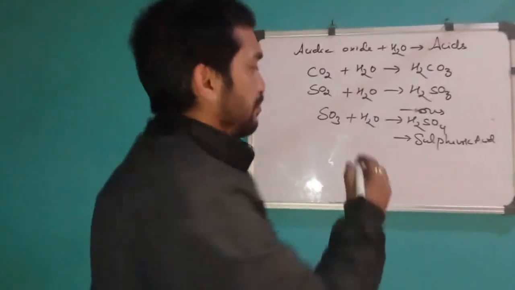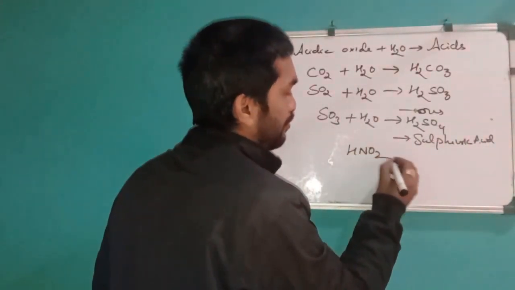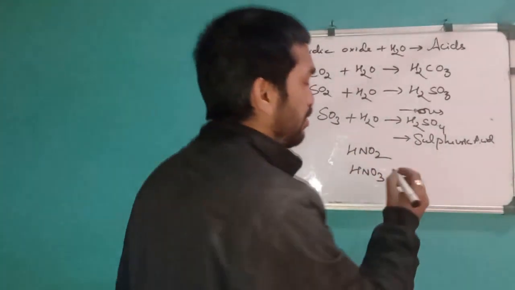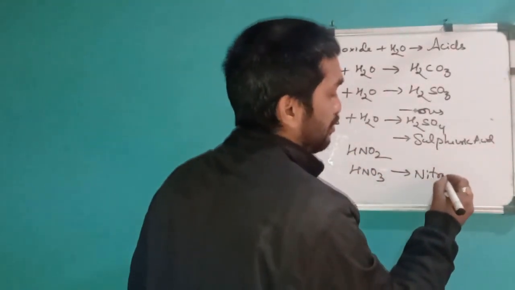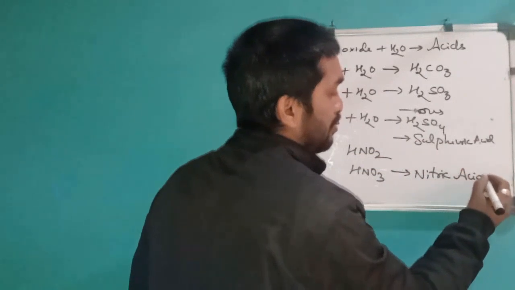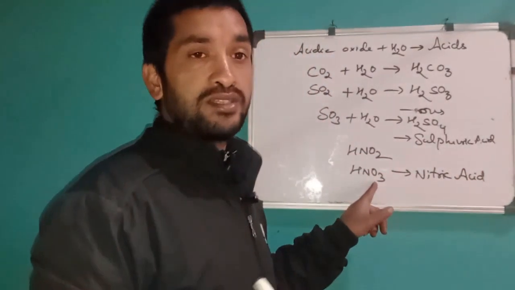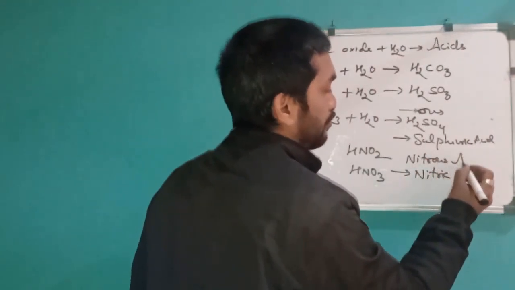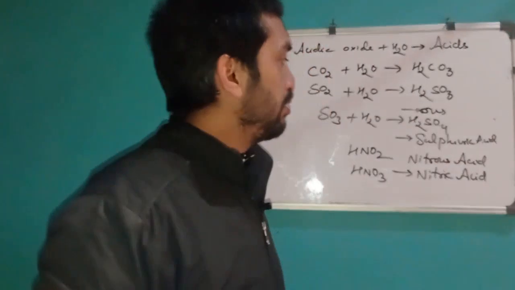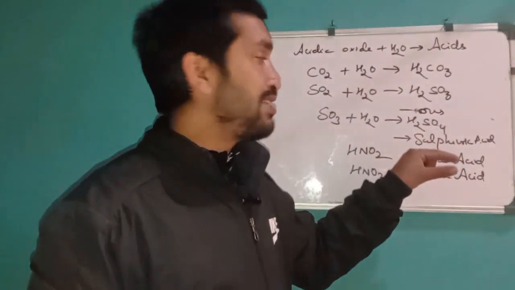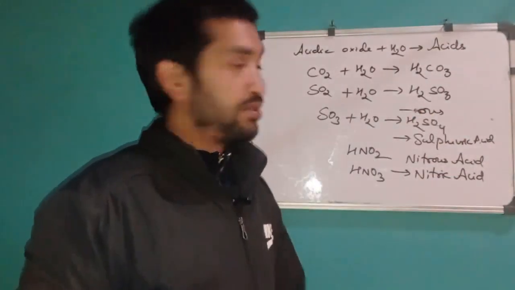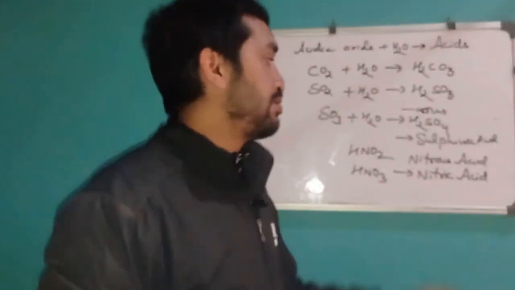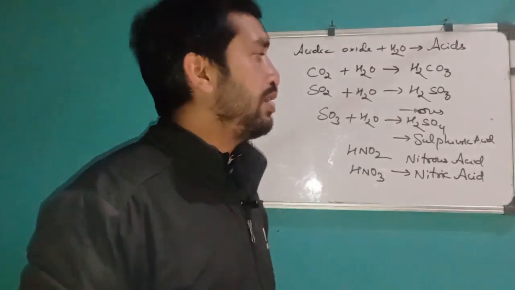For example, HNO3. Now you know HNO3 means nitric acid. Again, with one oxygen less, HNO2, add OUS, so it becomes nitrous acid. I hope it is clear. H2SO4 is sulfuric acid, H2SO3 is sulfurous. HNO3 is nitric acid, HNO2, one oxygen less, is nitrous acid. In this way you can remember it.